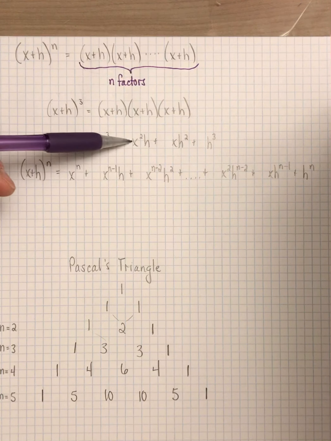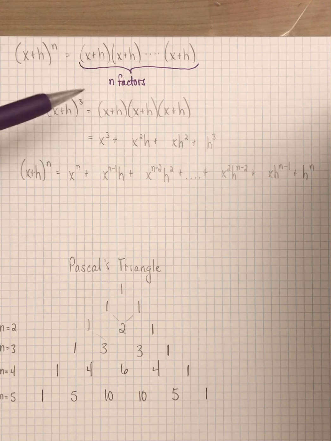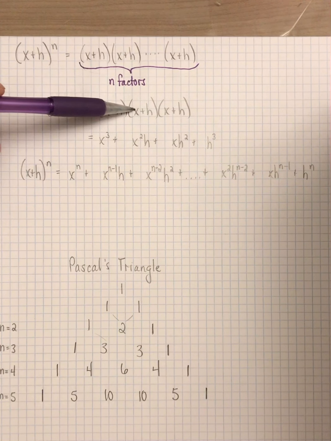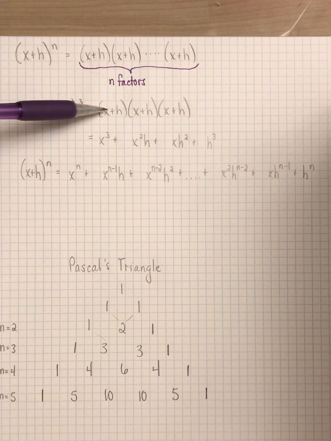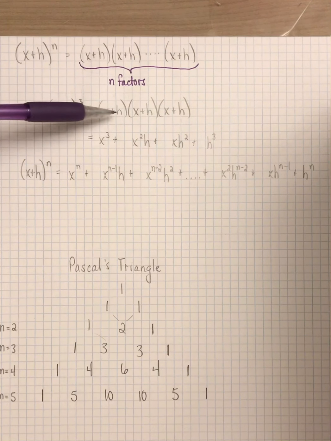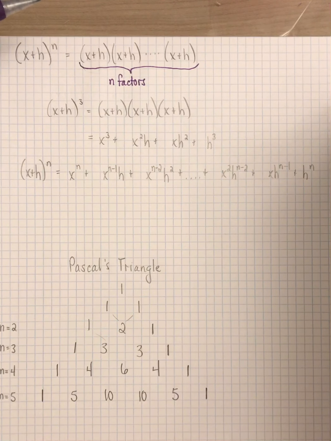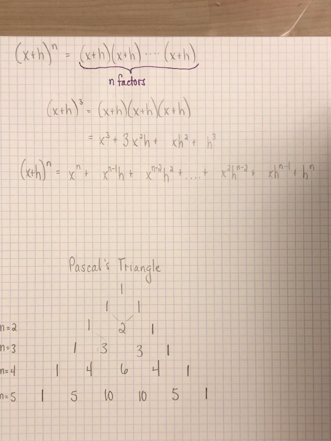Remember when we talked about the x squared times h though? How many ways were there to select x from 2 of them and h from the third? Well, we could do x from the first 2 with h from the third. That's 1. We could choose x from the first and third, but h from the middle. That's 2. We could choose h from the first one and x from the second and third. That's 3. And sure enough, for a power of 3, the coefficient of the second term of the expansion is 3.